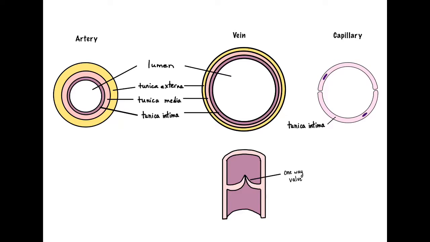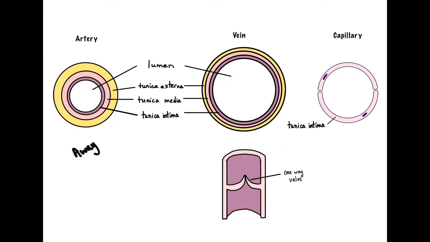So again, arteries are going away from the heart, so they are going to have more blood pressure at that point. So they have a lot of muscle and elastic tissue to be able to help with the stretching and recoiling that they have to have as the blood moves through them.